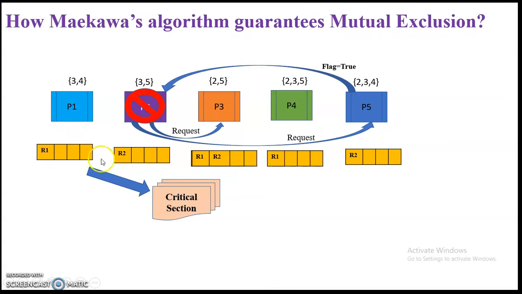That means P1 is already in the critical section, and at P3 request 1 is already on the top of the queue. So unless and until P1 sends a release message, P3 cannot send a flag is equal to true message to P2, and hence it cannot enter into the critical section.